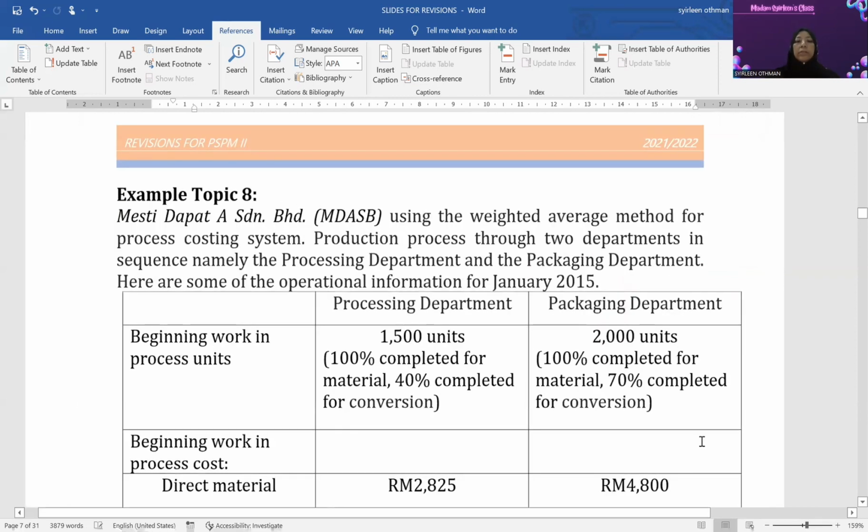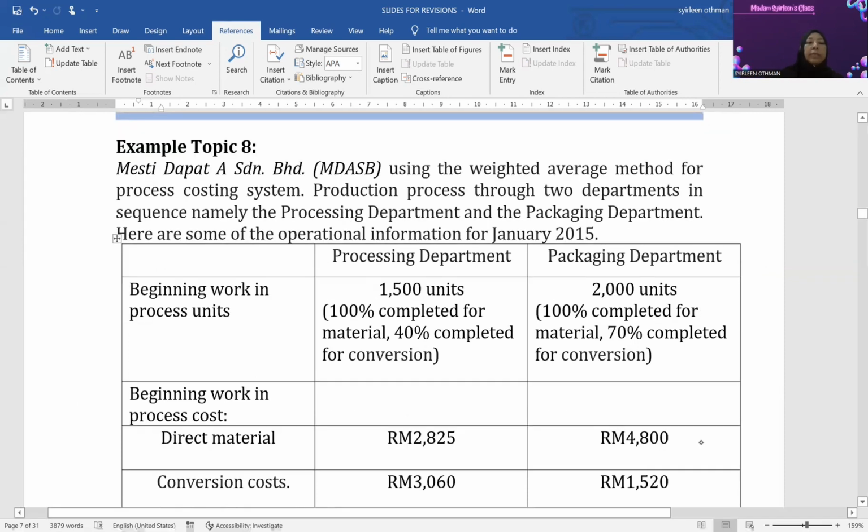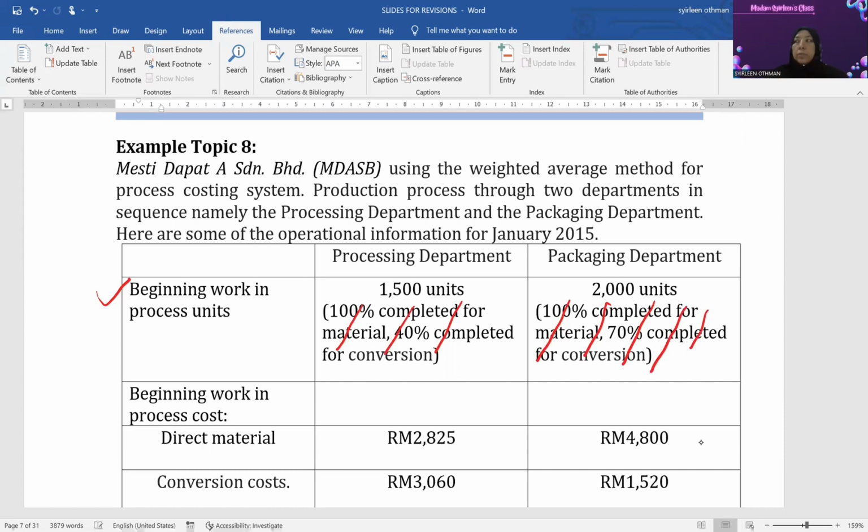Okay, all right. So in this example, you are given two departments, processing and packaging. Okay, so you nampak dekat sini we have beginning work in process. So beginning work in process, you akan abaikan the percentage given in the questions because this will not be used during your calculations. Okay, untuk beginning work in process, kita cuma akan ambil the units sahaja. Alright, because unit ni dia akan jadi unit started lah atau beginning unit.